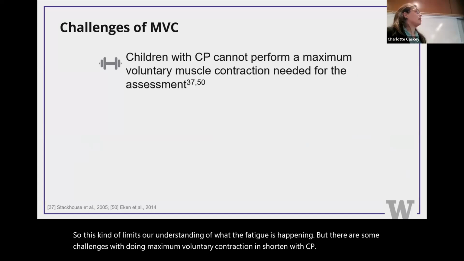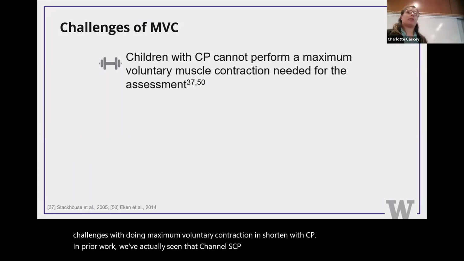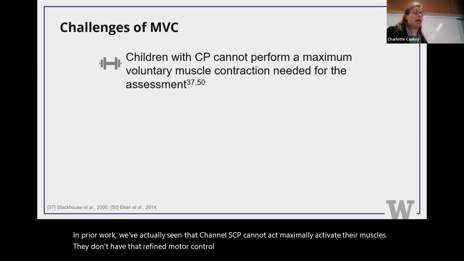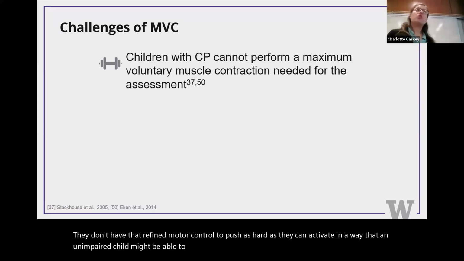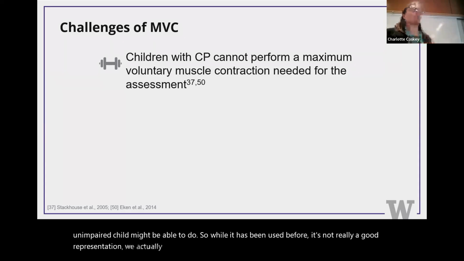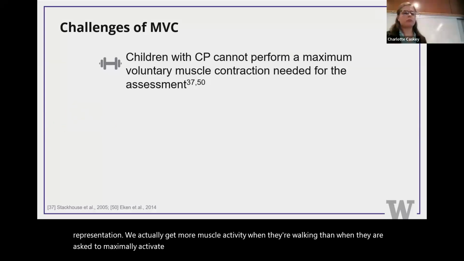In prior work, we've actually seen that children with CP cannot maximally activate their muscles. They don't have that refined motor control to push as hard as they can and activate in a way that an unimpaired child might be able to do. So while it has been used before, it's not really a good representation. We actually get more muscle activity when they're walking than when they are asked to maximally activate that muscle.